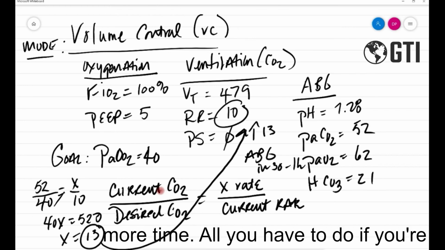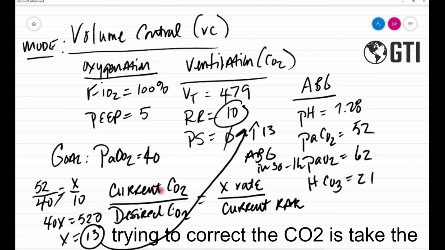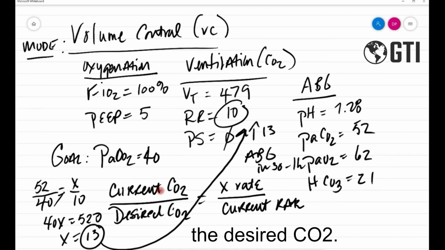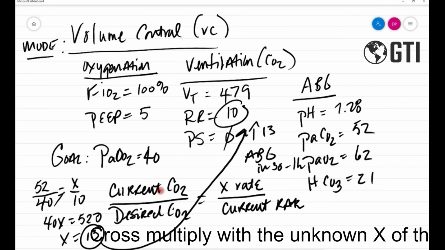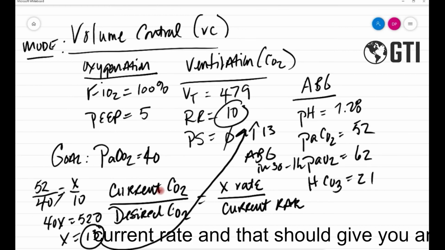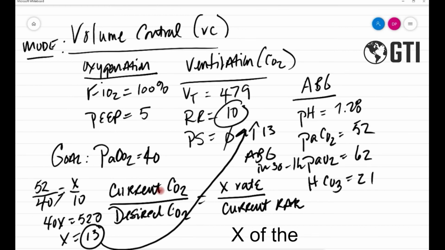We'll review it one more time. All you have to do if you're trying to correct the CO2 is take the current CO2, divide it by the desired CO2, cross multiply with the unknown x of the rate you want, and divide it by the current rate. And that should give you an x of the adjusted rate.